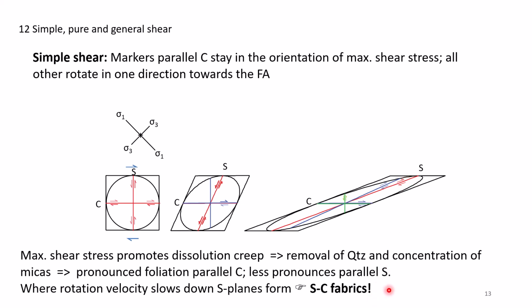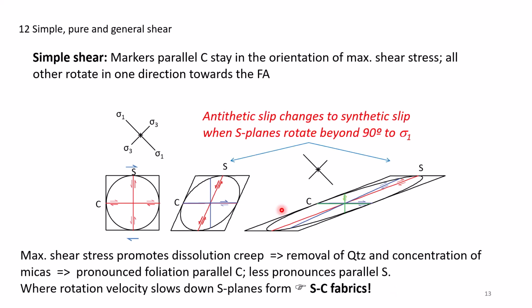And if you want to know more about SC fabrics, please have a look at the video on shear sense indicators. I want to mention again, it is important and characteristic for simple shear flow that along the S-planes during progressive rotation and progressive strain, the shear sense changes from a conjugated shear sense that is opposite to that along the C-plane into a synthetic shear sense, a shear sense that is the same as we see along the C-plane.